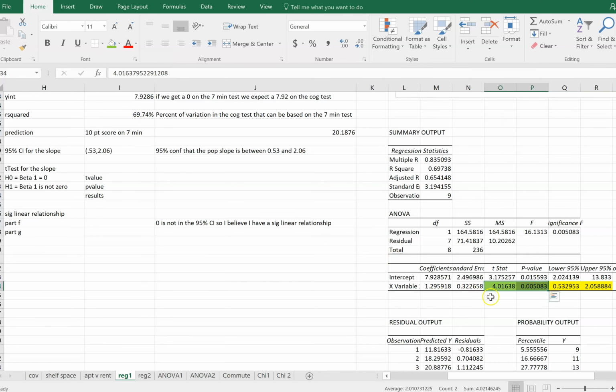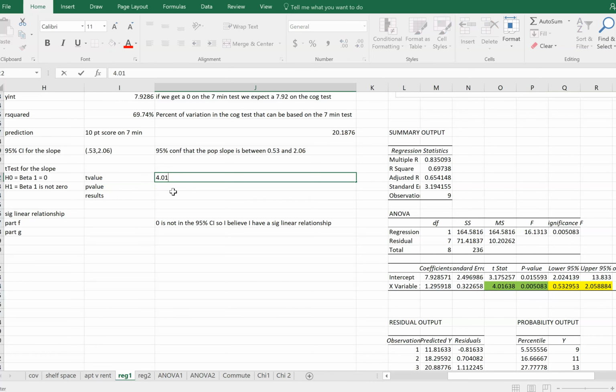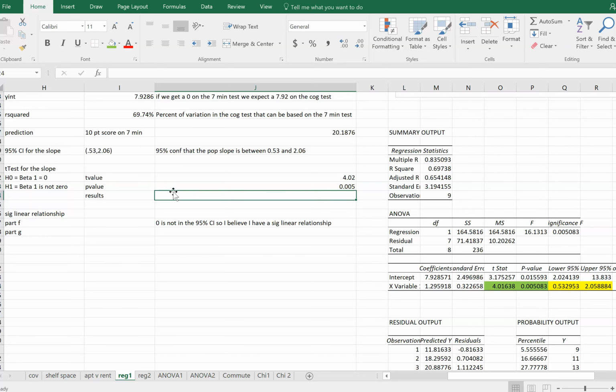That's the thing. Excel has everything preloaded. The t-test is right there. It's a 4.01 t-test, or 4.02 if you're rounding. The p-value is 0.005. And if you remember anything from hypothesis tests, if your p-value is extremely small, like this one is, all right, this is less than any alpha I care about. Remember, alphas are typically 1%, 5%, and 10%. Your p-value is clearly under 1%, 5%, and 10%.